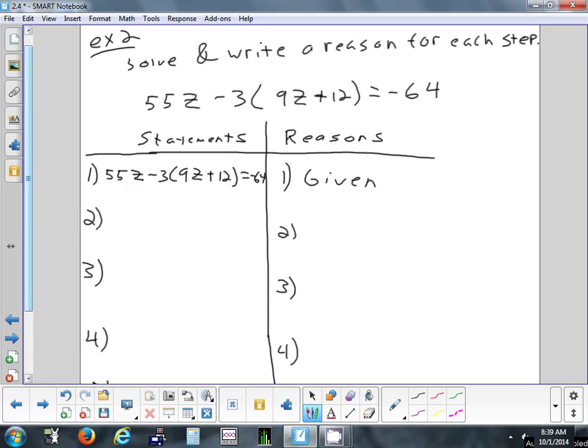Okay, what would be my next step? And this might be a reason we didn't formally define with all the properties, but it is a property that happens in algebra quite a bit. Kiera? Yeah, what are you going to distribute? 3. Yep. And 9. You're going to distribute that negative 3 and get negative 27 and negative 36z, yeah, and then negative 36. Do we distribute it to the negative 64? No, that's the other side. And the reason, that's the distributive property.